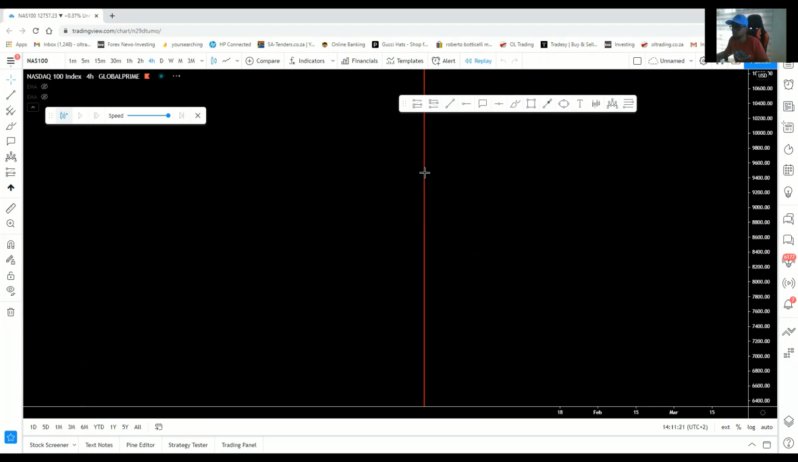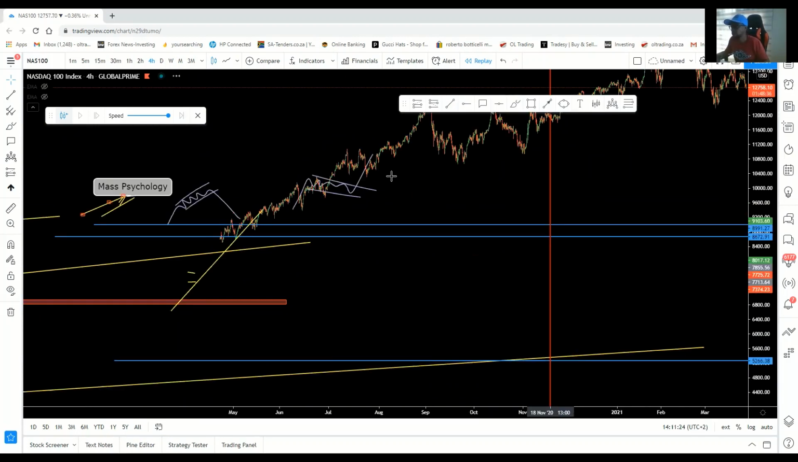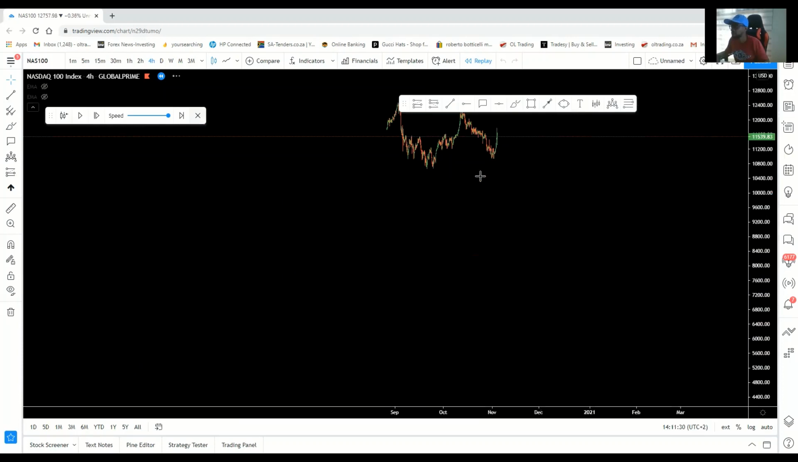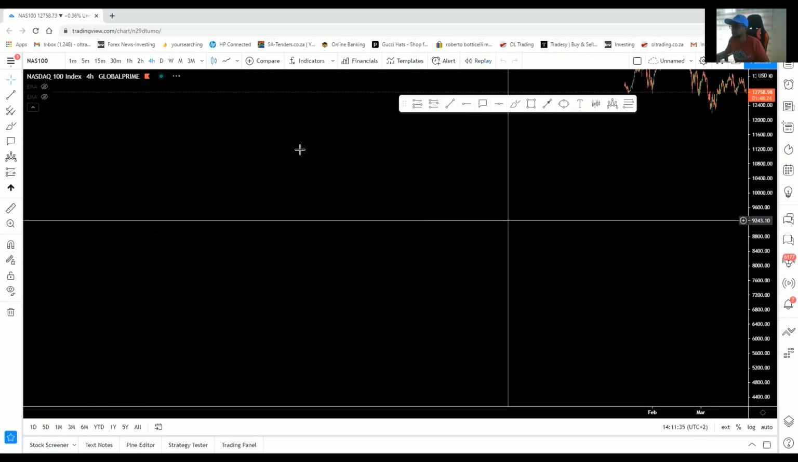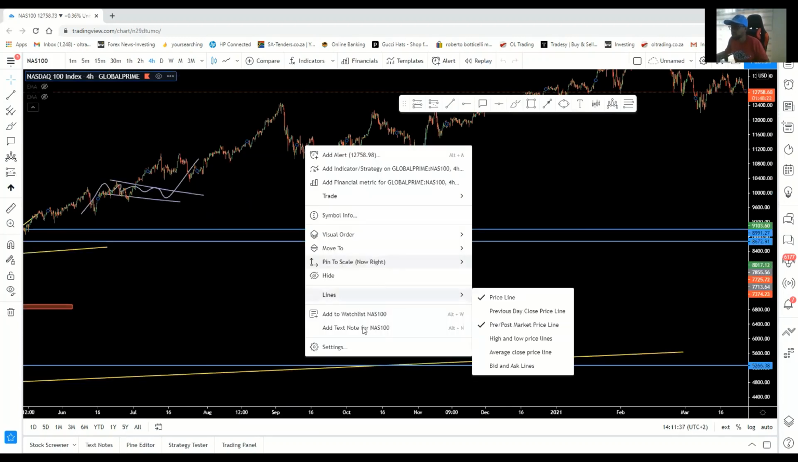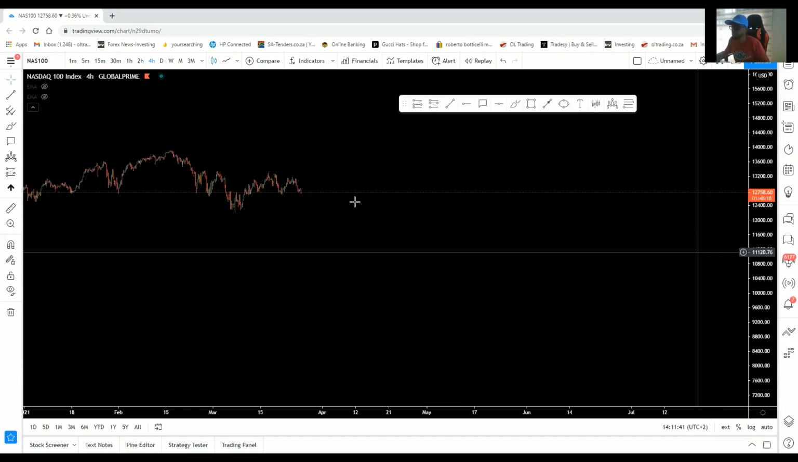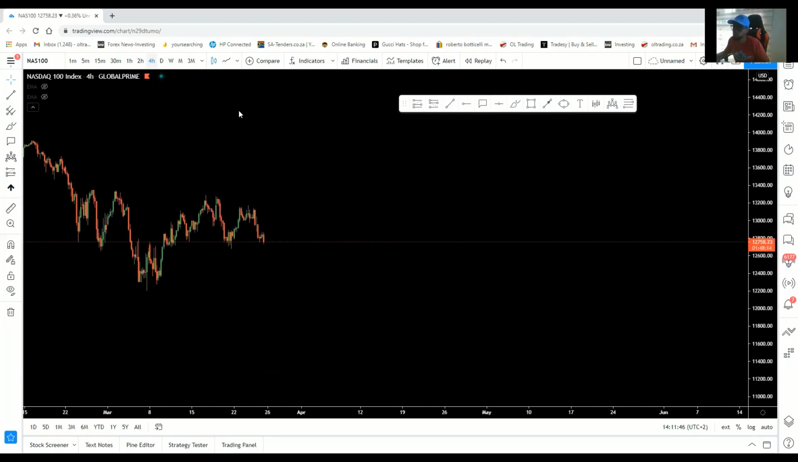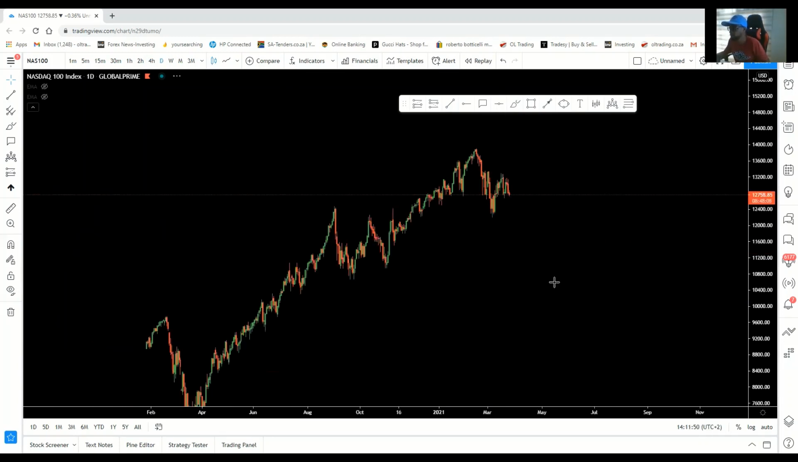So fast forward, let's go to the current movement. Okay, so now I showed you. So basically I'll just be going to daily and just quickly showing you guys what I'm expecting to happen currently in Nasdaq.